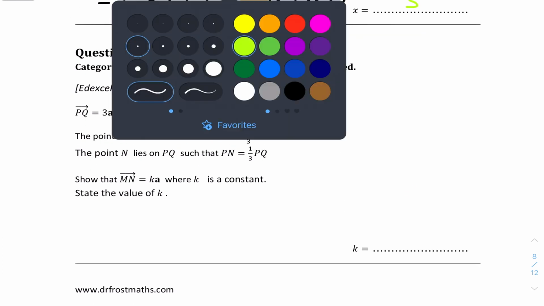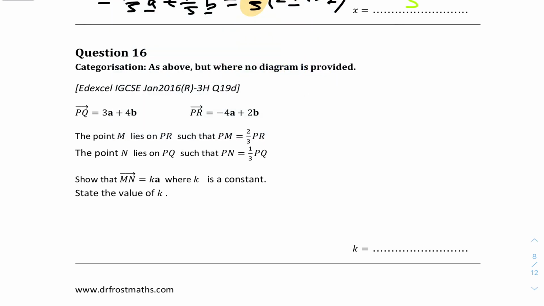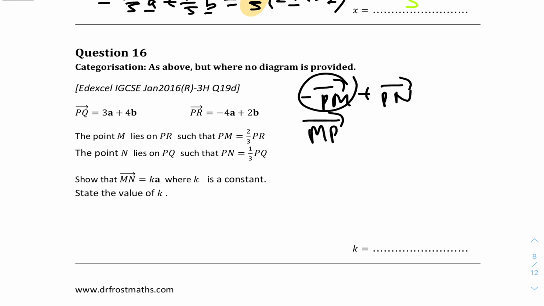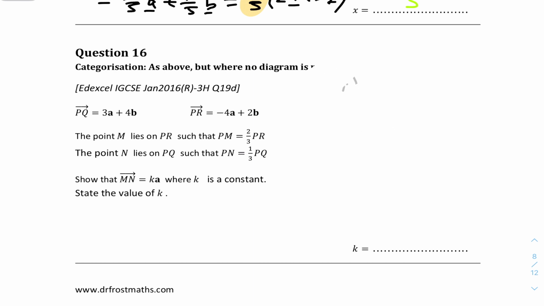And question 16: the point M lies on PR such that PM equals 2 over 3 PR, and the point N lies on PQ such that PN equals 1 over 3 PQ. Show that MN equals ka. So let's just do it here on top. MN is basically minus PM plus PN, right? Because minus this would get us MP plus PN, and we can cancel out because of the triangle law of addition to get MN, right?